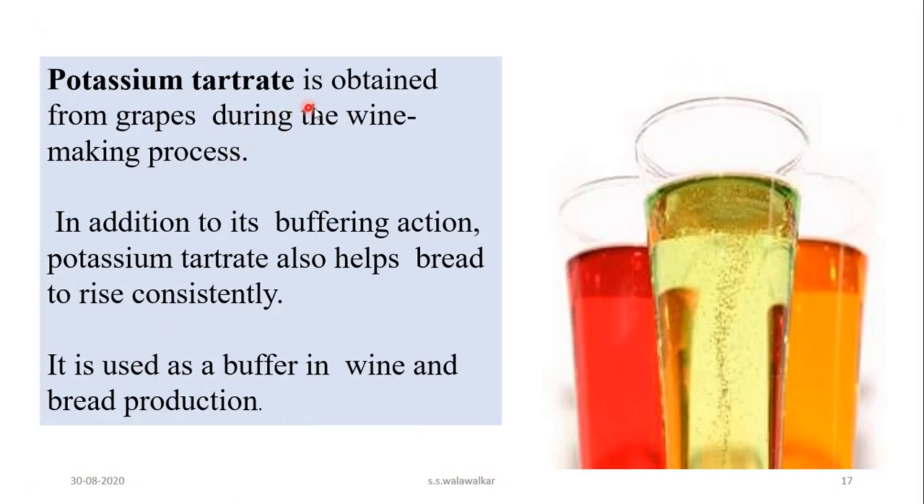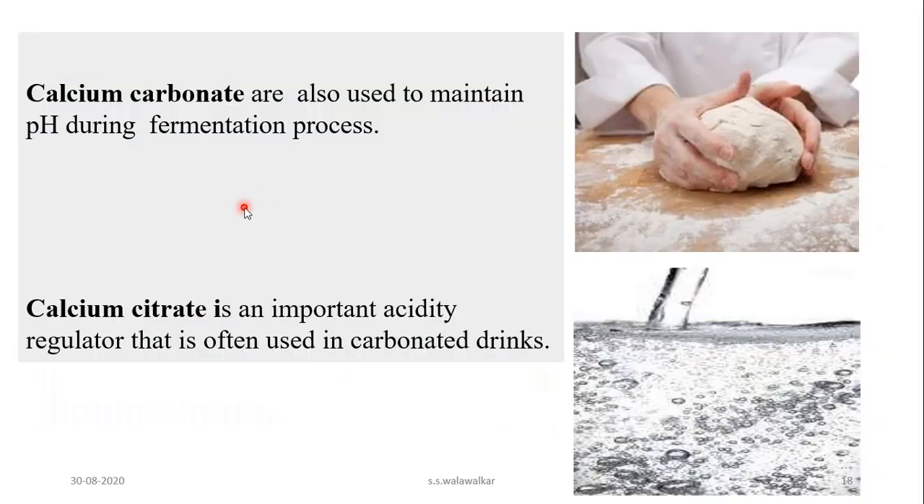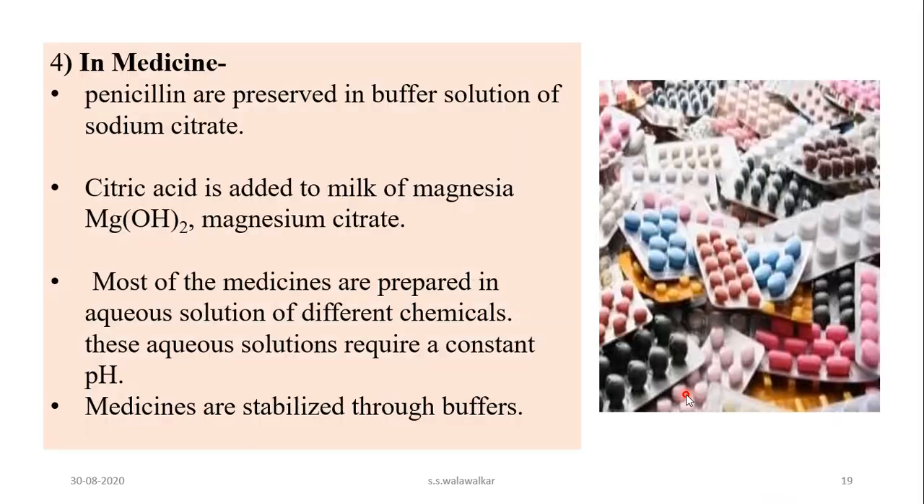Also potassium tartrate is obtained from grape, which is used in wine making as well as in bakery products. Calcium carbonate is also used to maintain the pH during the fermentation process, and calcium citrate is used to regulate the acidity in cold drinks.